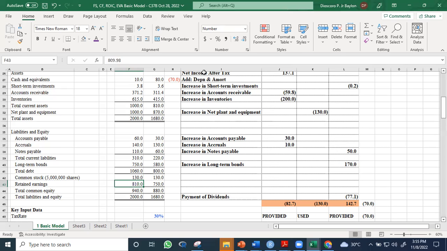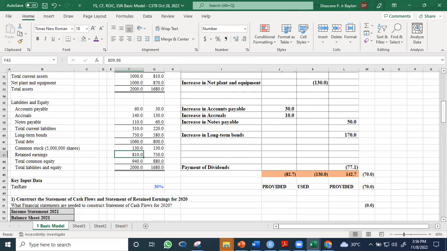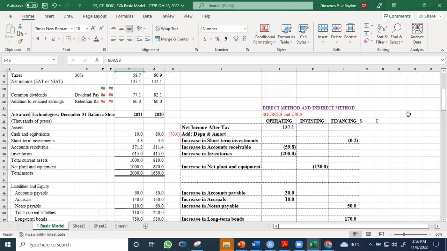Kasi sabi ko nga, kasama na yan sa net income after tax. A portion of your net income after tax will go to retained earnings. Right? And then, kaya nga sabi natin, inadd natin yung dividends. No? It will be subtracted. Okay? So, anong nangyari dito? Nag-balance siya. Pero, sabi nga ni Rafi, take a look at depreciation and amortization.